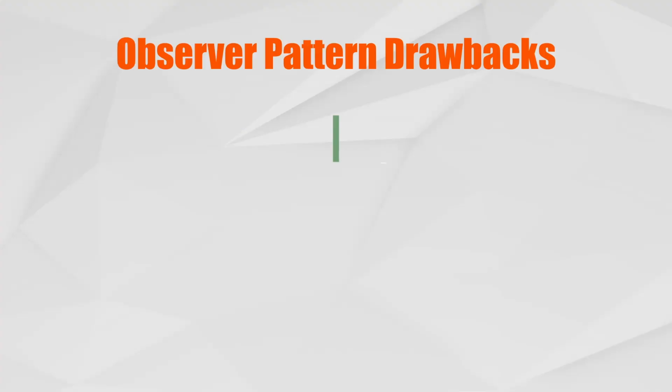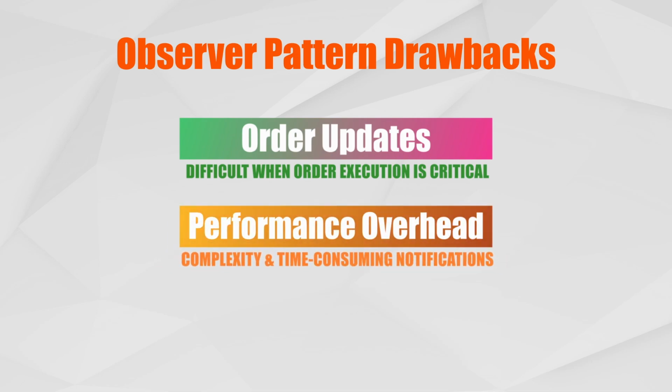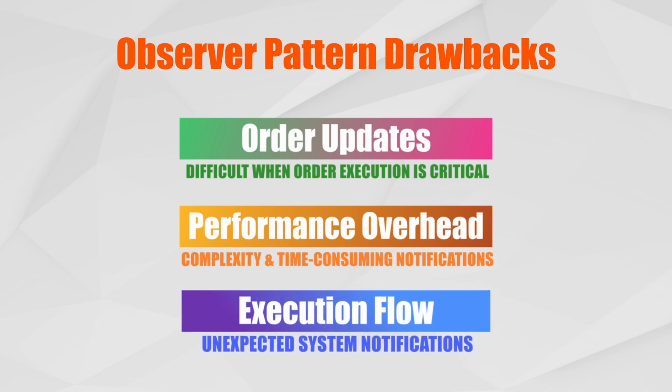And the drawbacks are the updates. The order in which observers are updated is not always predictable. This can be difficult to handle in a system when order execution is critical. Performance overhead. This pattern can introduce complexity, particularly when there are many observers to work with. It can be time-consuming to notify all subscribers. Execution flow. When the pattern is not executed properly, it can lead to unexpected notifications throughout the system.